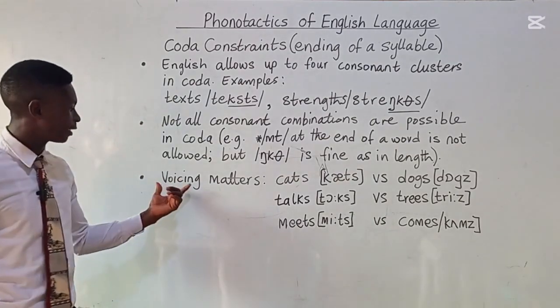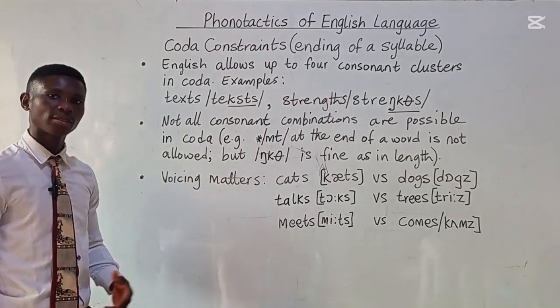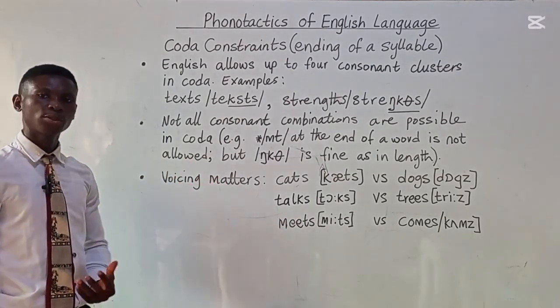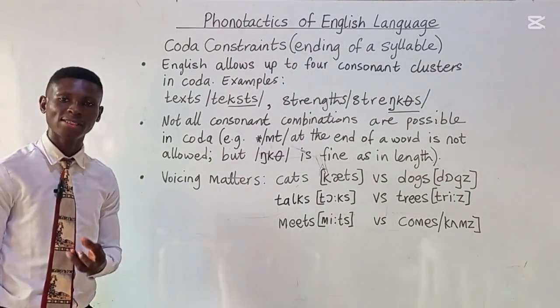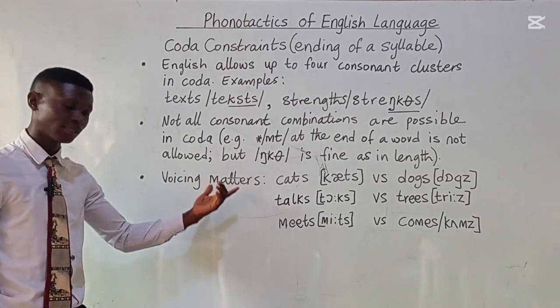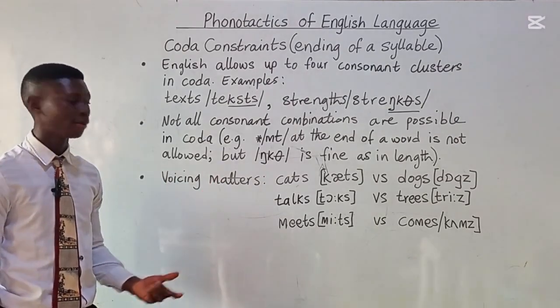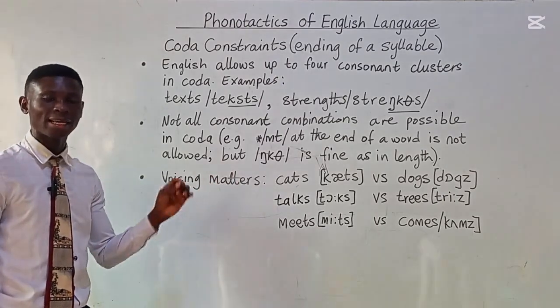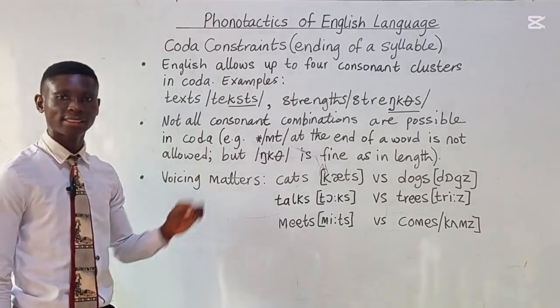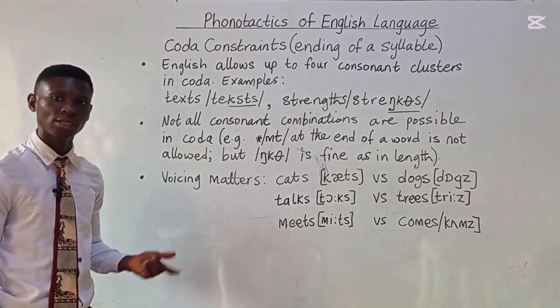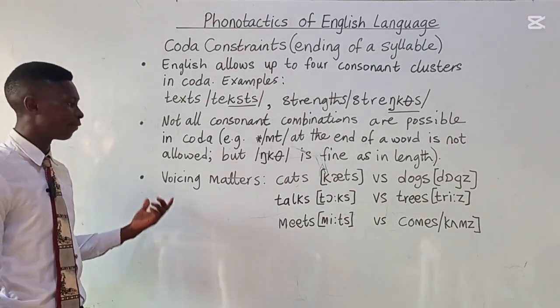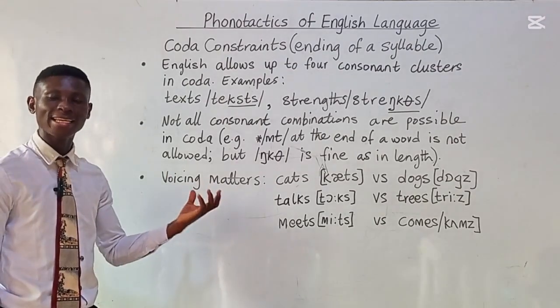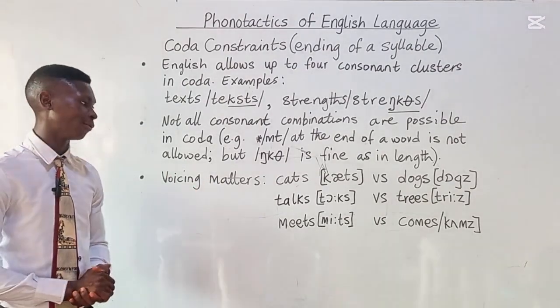Another one is that voicing matters. When it comes to the vibration of the vocal cord when a sound is articulated, I talked about this earlier. There are certain effects it has on the next sound in its environment. So context matters as well in the choice of consonant sound in a particular syllable.